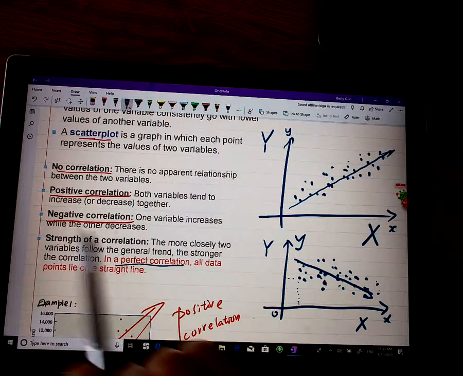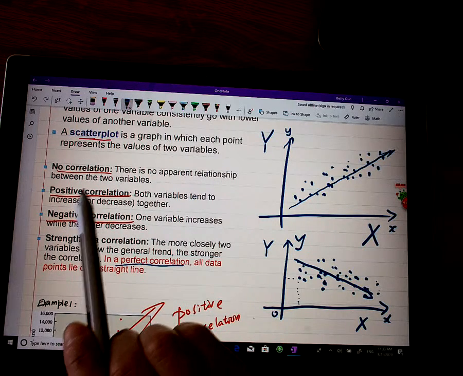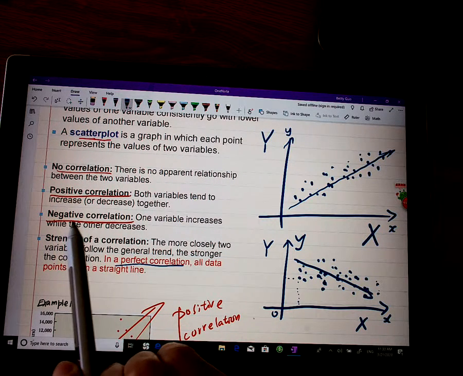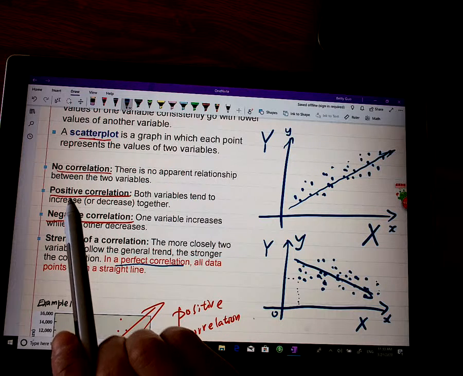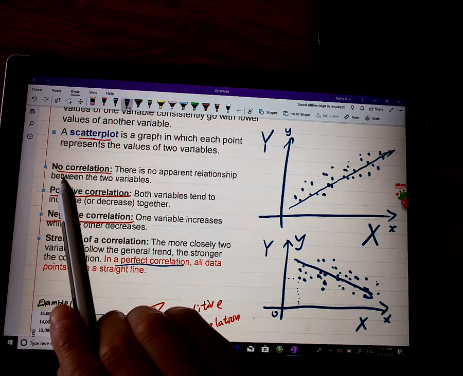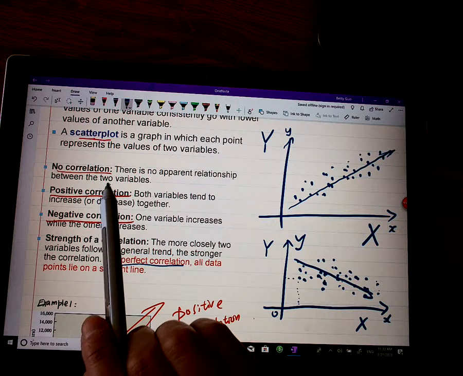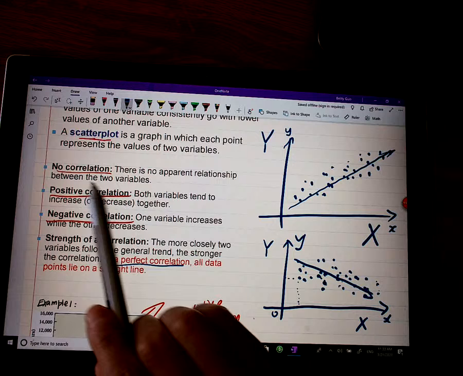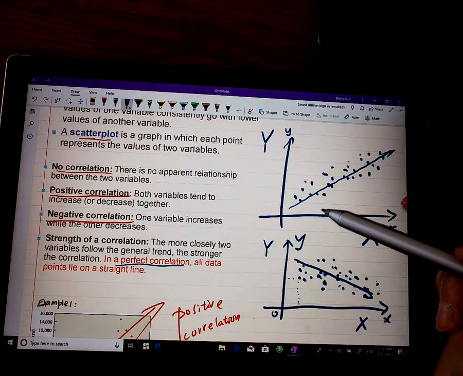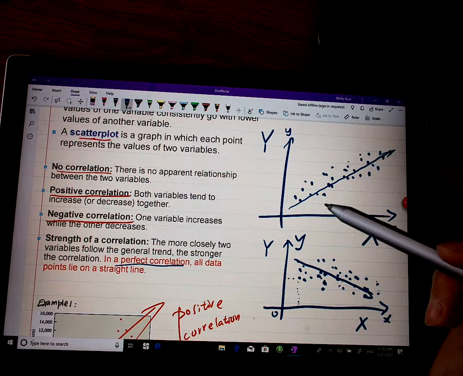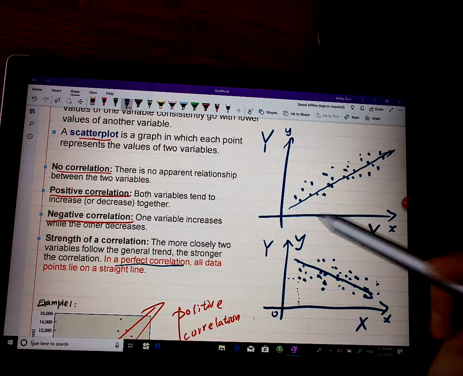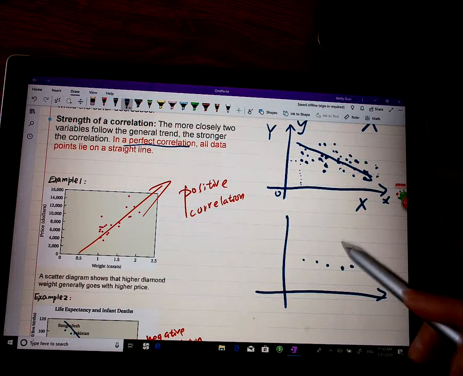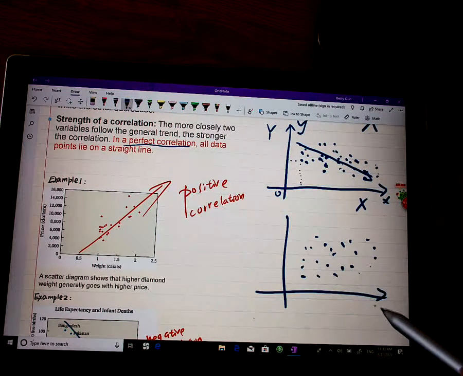So in our textbook, we classify the correlation here into three categories: no correlation, positive correlation, negative correlation. We have talked about positive and negative correlation. And what is no correlation? If you look at a scatter plot and there is no apparent, obvious relationship between the two variables. I think we also saw something in class before, where the points are all over the place, right?